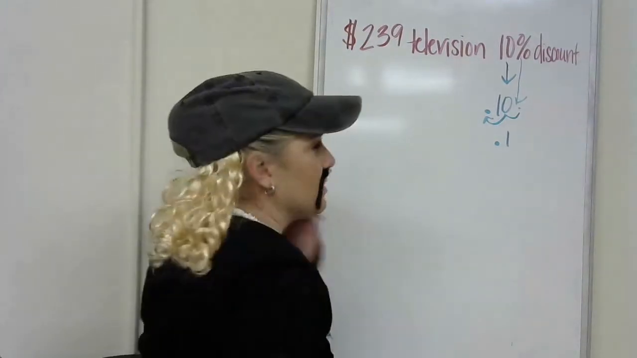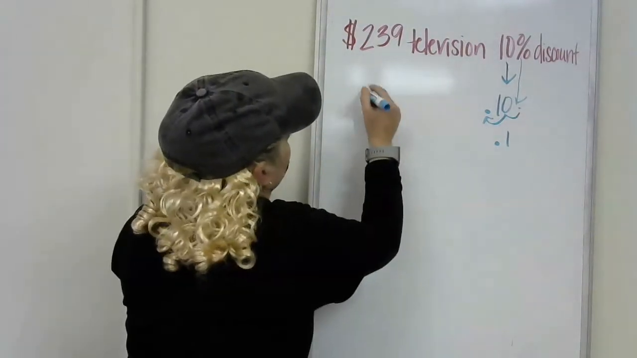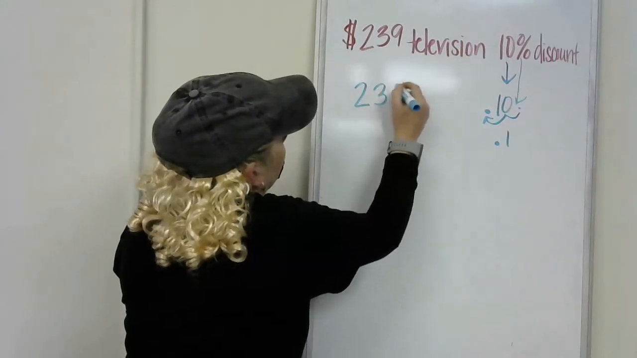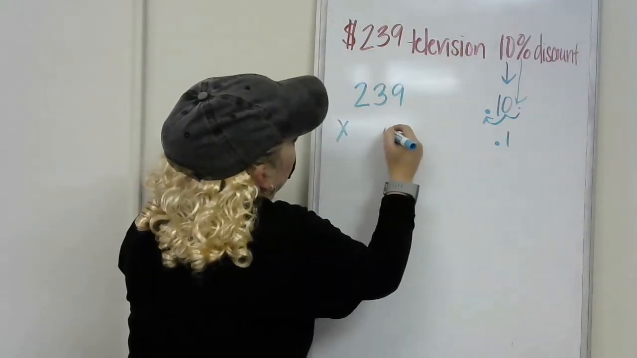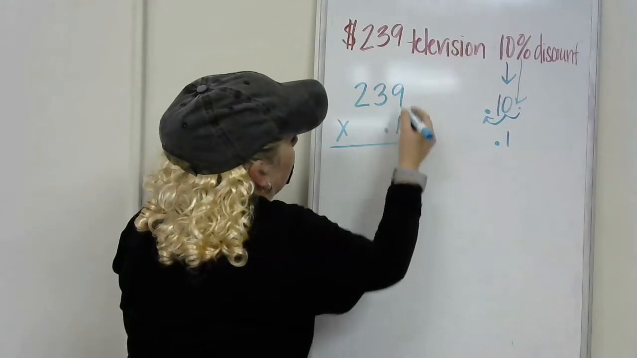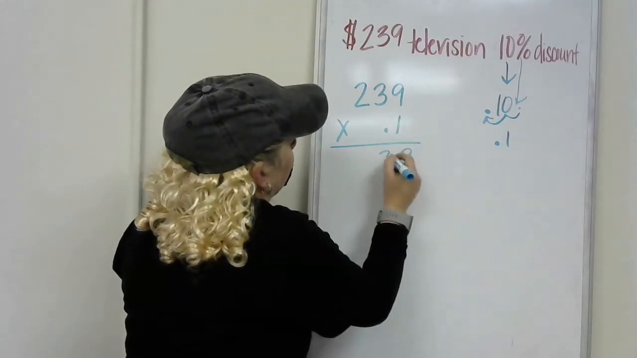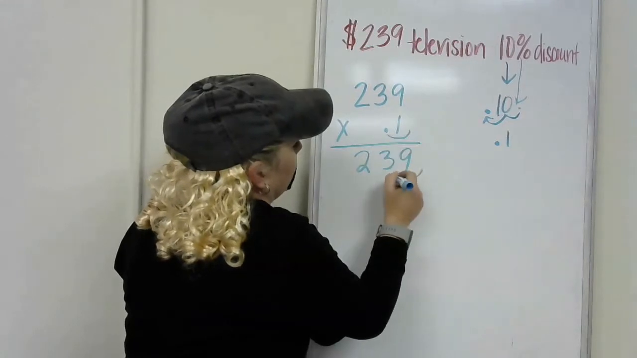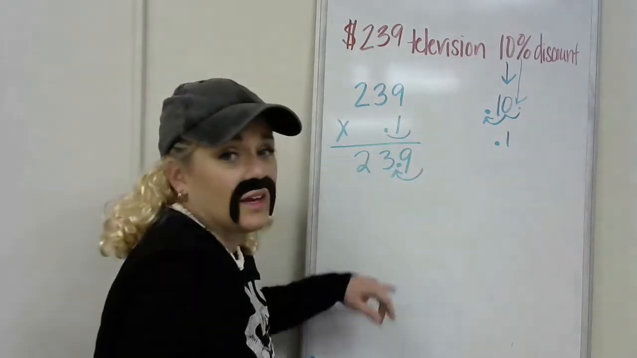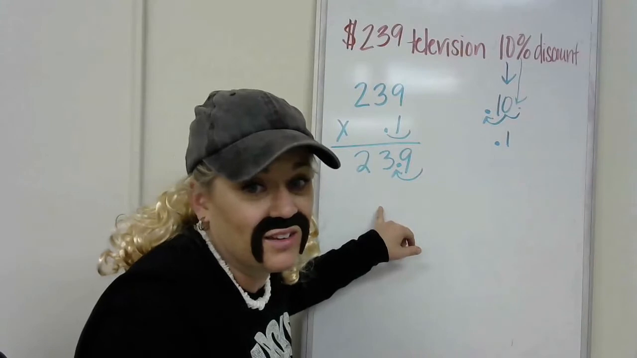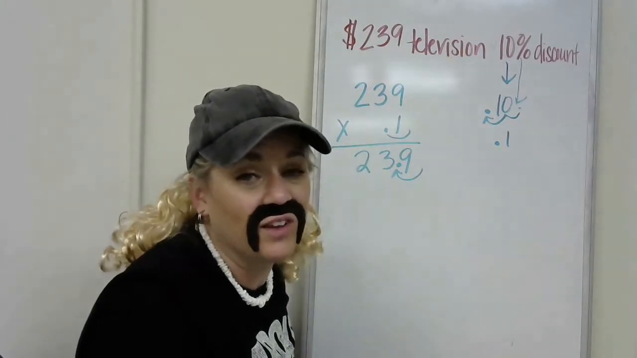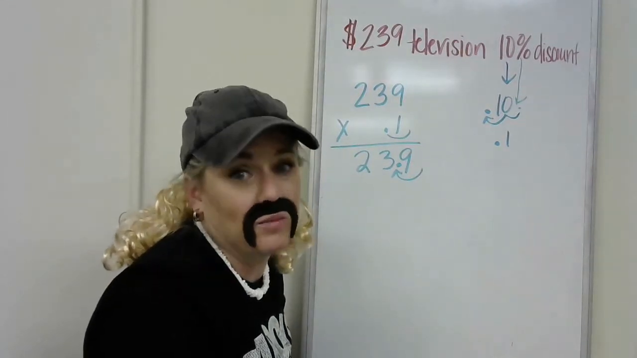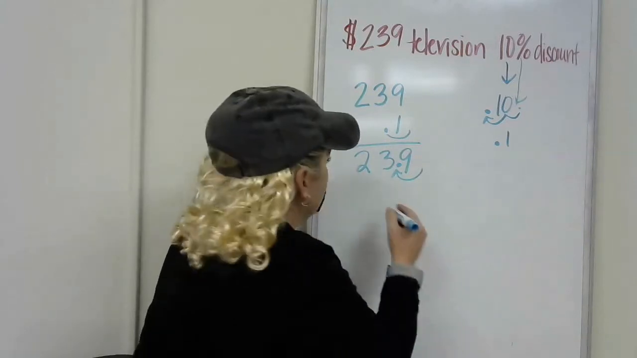That's easy. All right, so we're going to take our $239 and multiply it by 0.1, and that's going to be 9, 3, 2, and we're going to move our decimal 1 place to the left, and we're getting $23.90 off this $239 TV. So let's subtract and see how much it's going to cost us.